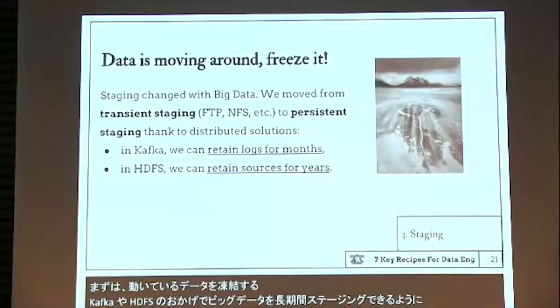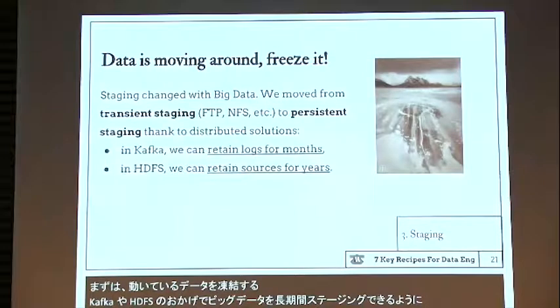So with data engineering, data is moving around, and data is not tied to a specific place. So it happens to move around, so let's freeze it. And this is the key for simple data engineering. It's to clarify the movement of data, and then it gets easier. So what happened with staging area?